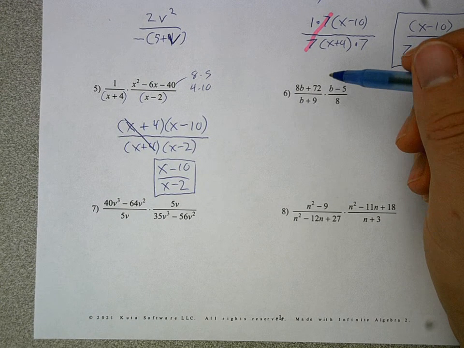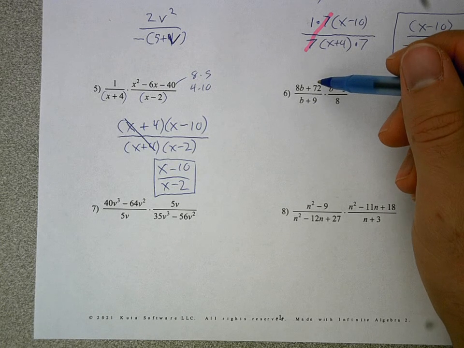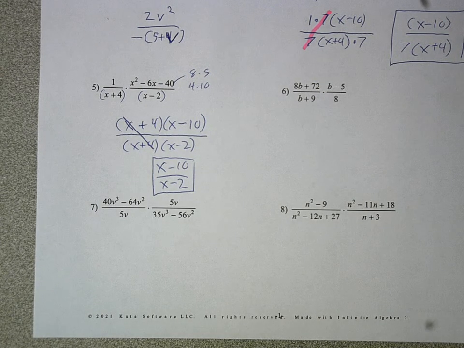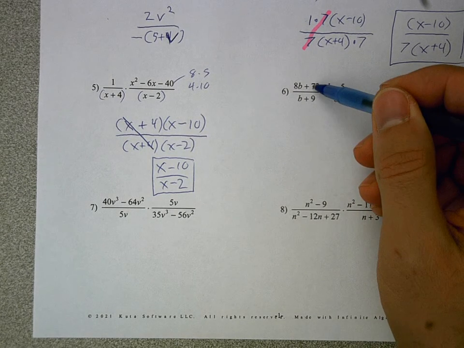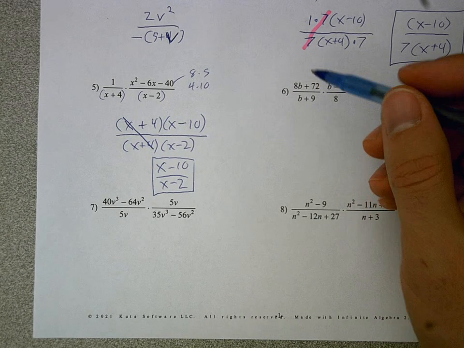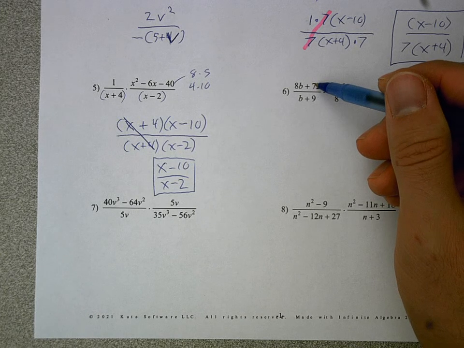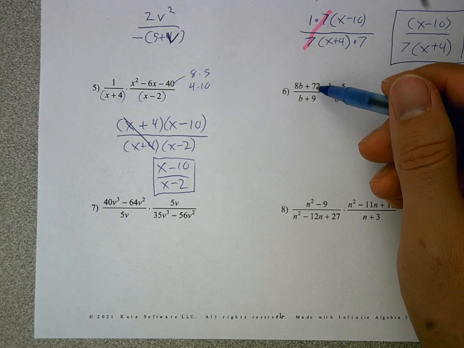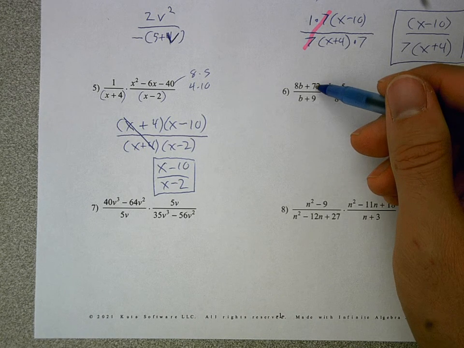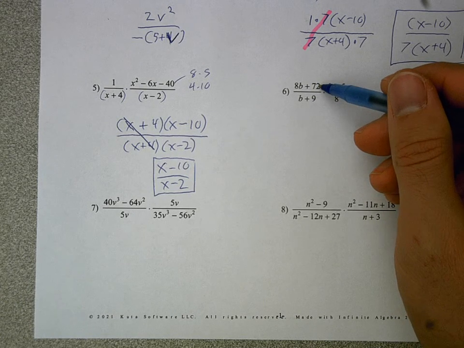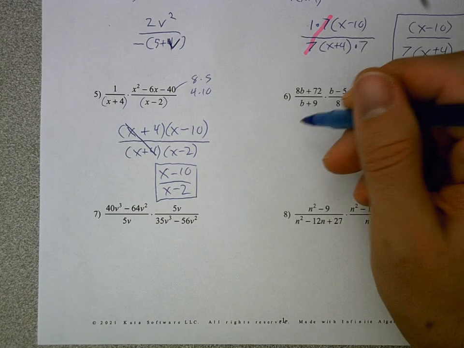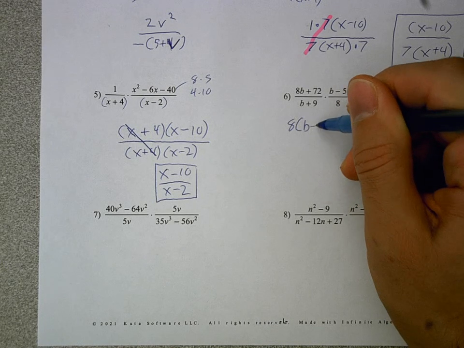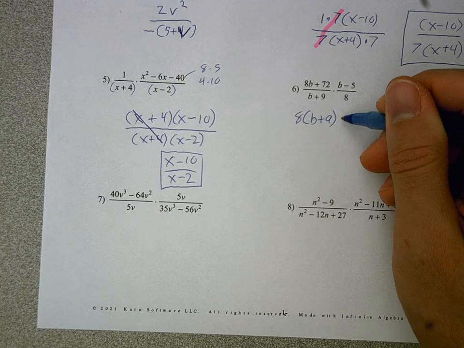Doing well so far. Let's do a few more here. Number 6. Anakin, do you see anything that we can factor on number 6? What about the 72? Yeah, 8 goes into 72 how many times? 9, perfect. So we're going to take that 8 out. B plus 9. Put the b plus 5 in parentheses.